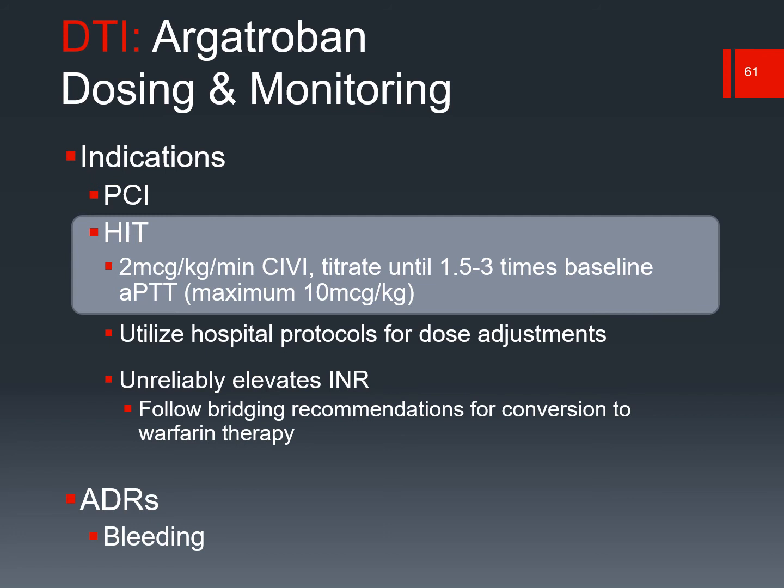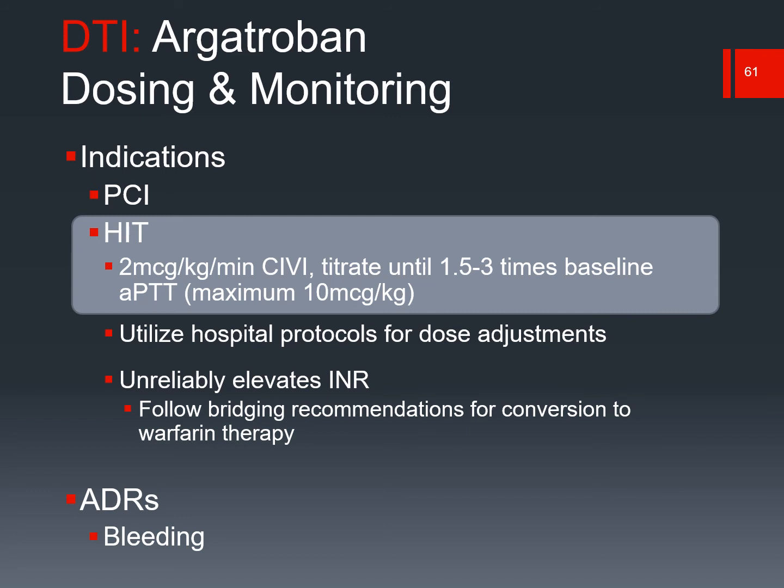So a patient who has experienced heparin-induced thrombocytopenia, they have an elevated 4T score, they may have confirmed with an ELISA test or with an SRA test, then we would immediately discontinue their heparin product and we would initiate argatroban. Argatroban is dosed as a continuous IV infusion. That is, the minimum initial dose is 2 micrograms per kilogram per minute, continuous IV infusion, and then they titrate this dose to obtain 1.5 to 3 times the baseline APTT with a maximum dose of 10 micrograms per kilogram.